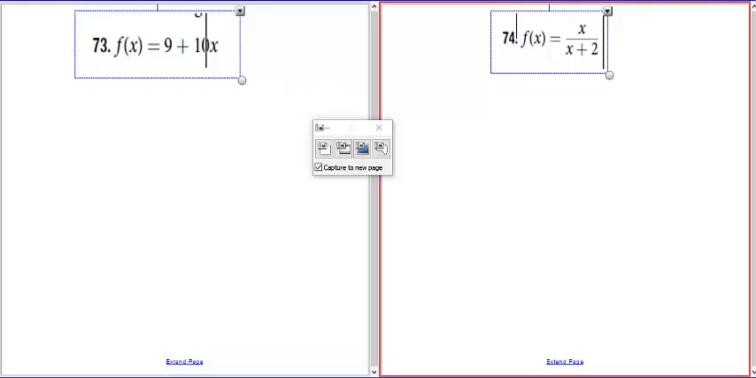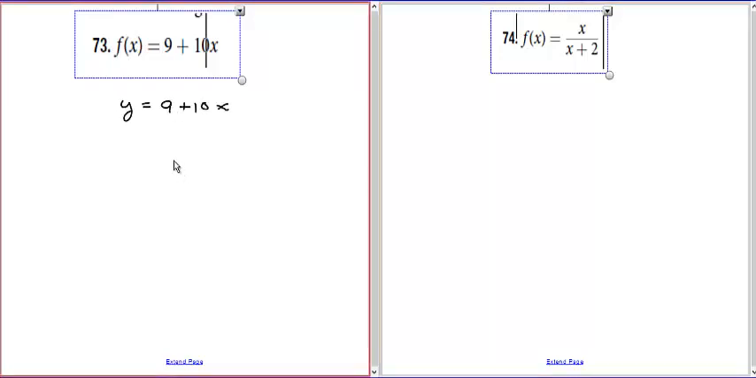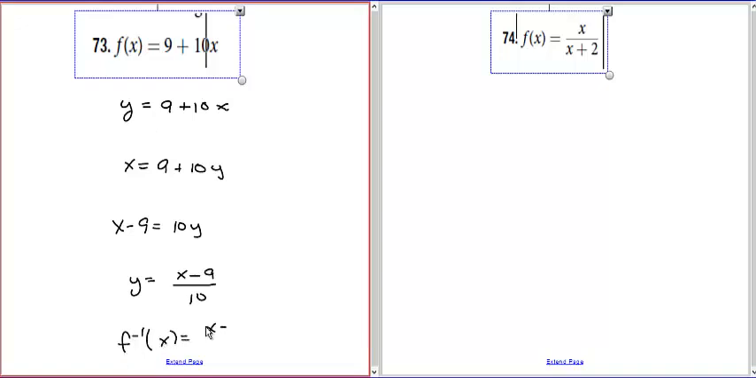Okay, so to do inverse functions, what you do is you replace f of x with y. Then you switch the x and the y on both sides. So the x on the left hand side becomes y, and the y on the right hand side becomes x. Then you solve for y. So we'd subtract 9 from both sides, and then we divide both sides by 10. So you get x minus 9 over 10. And then you could say f inverse, the inverse function, is the thing I solved for y. Yep, that sounds reasonable. And you can always check by plugging in, doing f of g of x, or f of inverse of x.